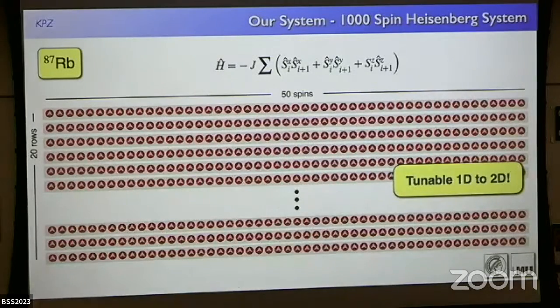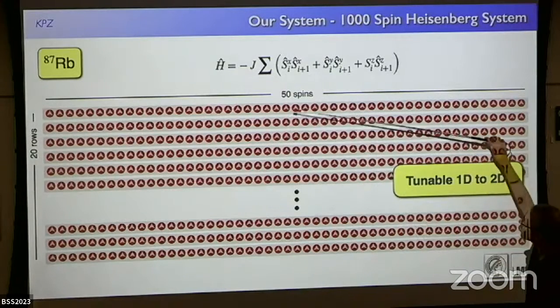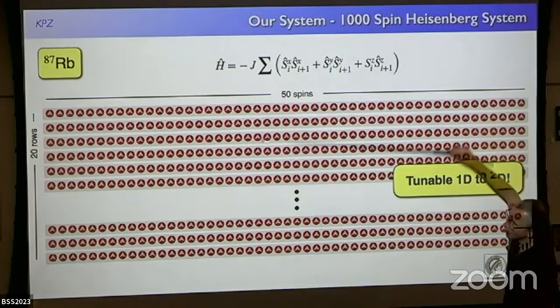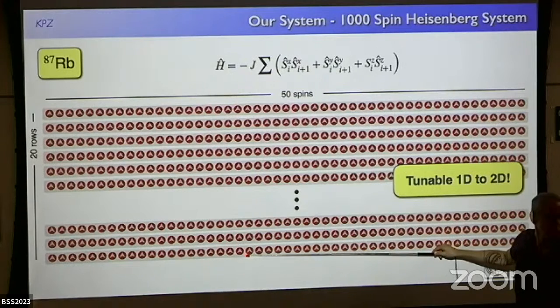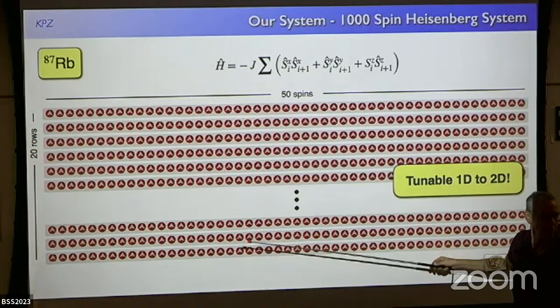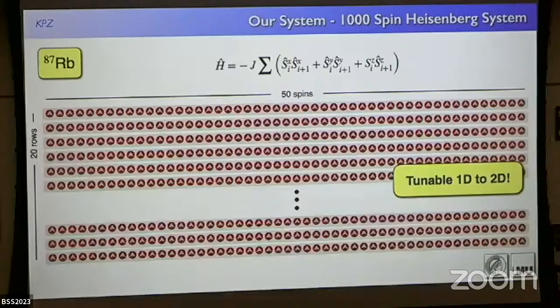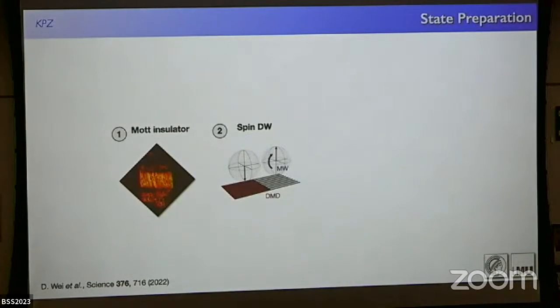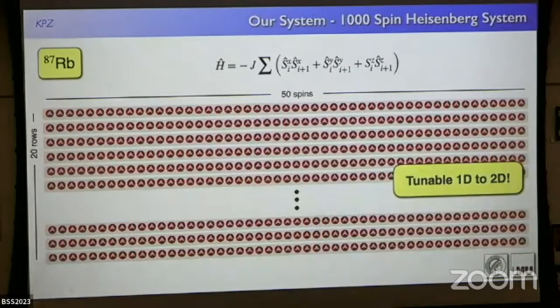All right, so this is the system. 50 spins and 20 copies of these 50 spins. So 1,000 sites, but each 1D chain is 50 sites long. Bosons, yes, but it doesn't matter. It could also be done with other particles, it just needs to be Heisenberg. It doesn't matter whether it's ferro. It's at infinite temperature, so it doesn't matter whether it's ferromagnetic or anti. But here it's bosons, yes.